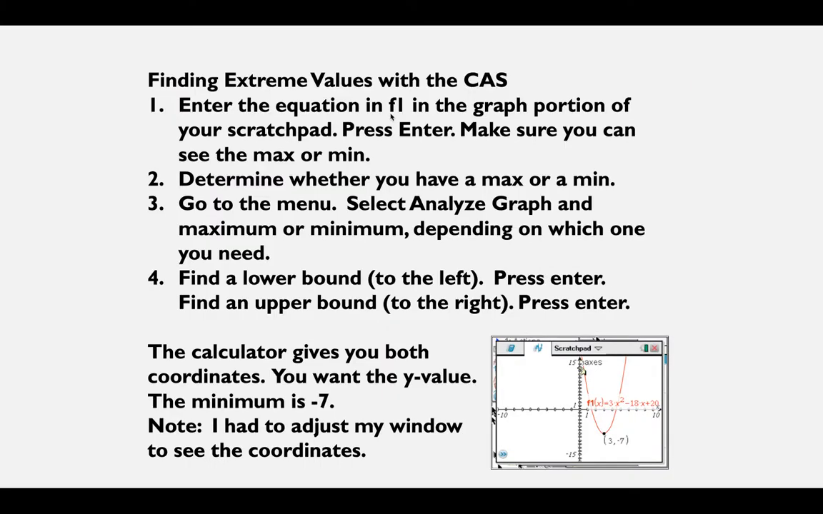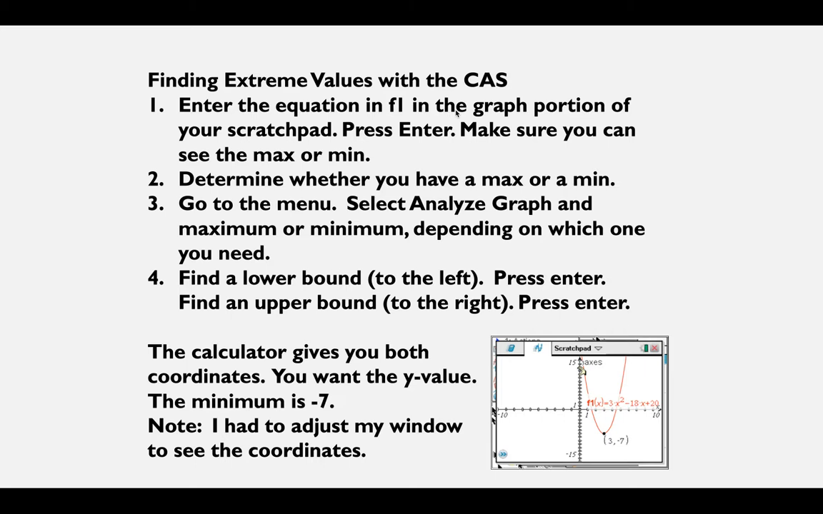All right, if you want to check with your graphing calculator, here are the instructions for finding extreme values with your CAS. I'm just going to go through them quickly. Probably what you're going to want to do is work through that problem using your CAS. Feel free to pause this right now. Basically, you're going to enter the equation in F1, the first little function place. You're going to press enter. You've got to make sure you can see your max or min. Otherwise, you need to adjust your window.